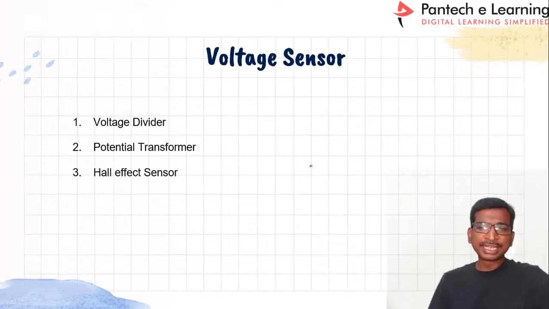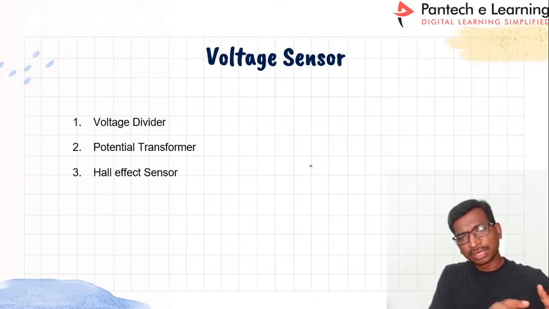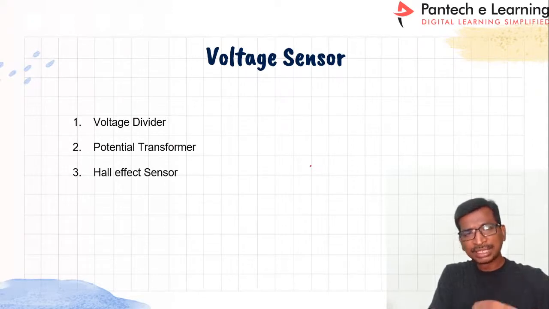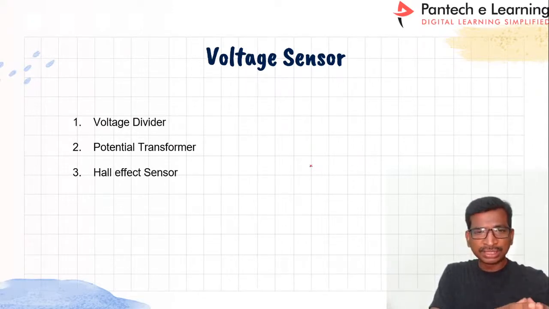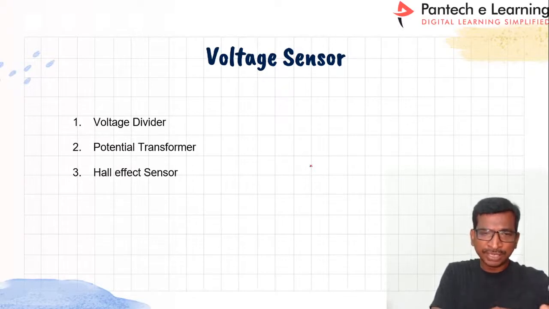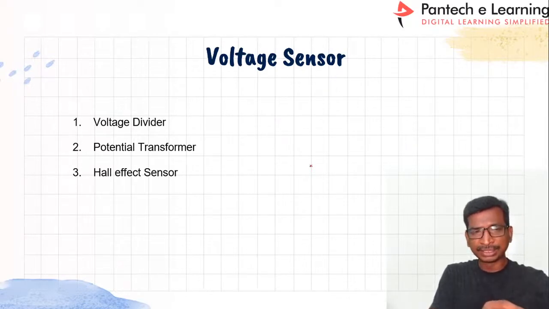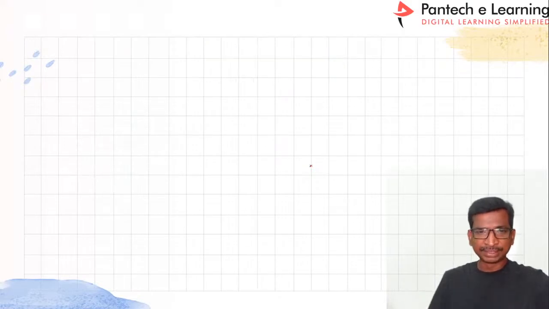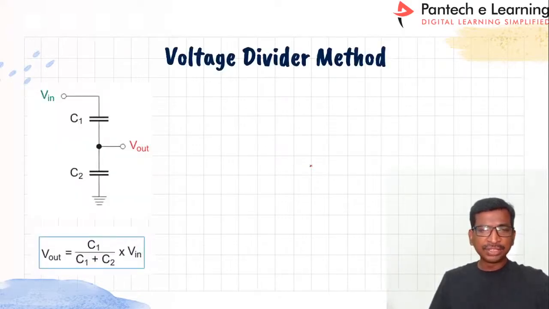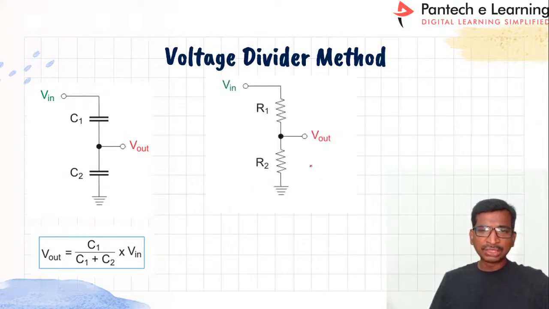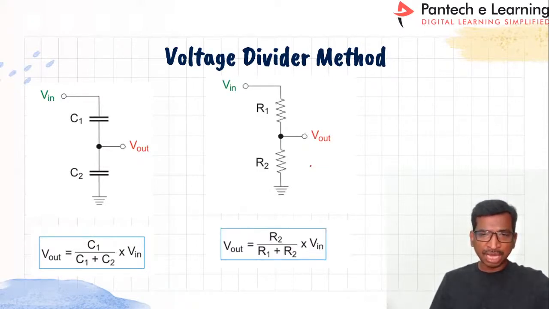Now let us take a sensor. First, let us take a voltage sensor. To measure voltage, there are three different methods: voltage divider, potential transformer, and Hall effect sensor. These three sensors we are going to use in voltage sensing applications. First, the voltage divider method: you can use two capacitors, or else you can use two resistors. The voltage available across R2 is called the output voltage, which will be equivalent to the input voltage.